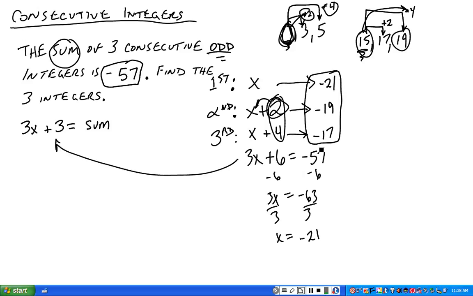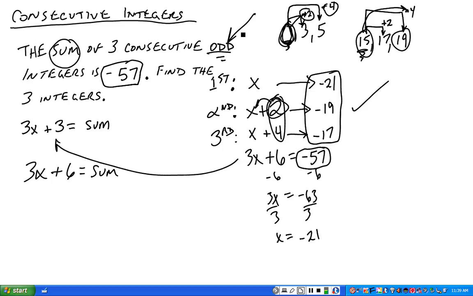So these three should total up to be that. 1 and 9 is 10, 10 and 7, 17, carry the 1. 1 and 2 is 3, 3 and 1 is 4, and another 1 is 5. There's your 57. So it checks out, but we realize that our equation changed due to the fact that we were now talking about odd integers as opposed to just straight consecutive integers. Alright, so hopefully that helps you with consecutive integers.